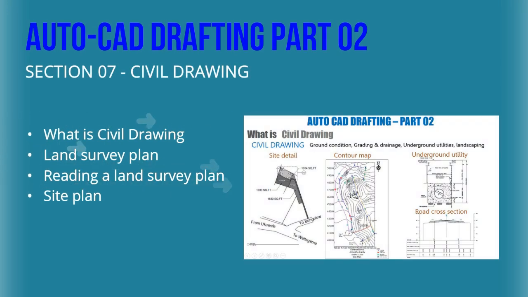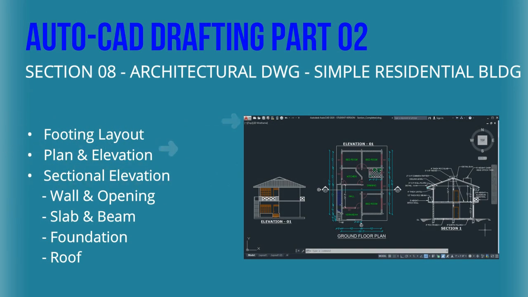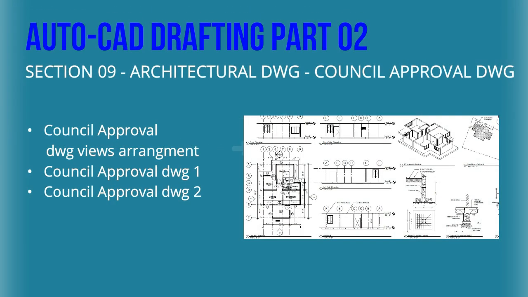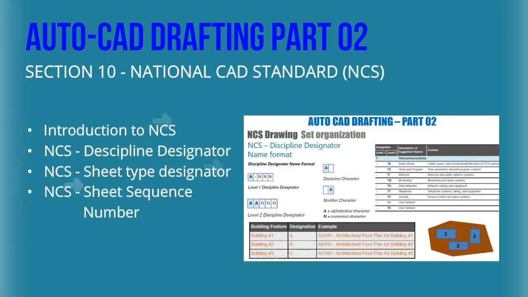Under Section 7, we'll go through civil drawings. Here, land survey plan and site plan are emphasized. Here, we'll read an architectural drawing of a simple residential building. Section 9 is about reading architectural council approval drawing. In Section 10, we'll learn about sheet sequence number, discipline and sheet type designator of the National CAD Standard.